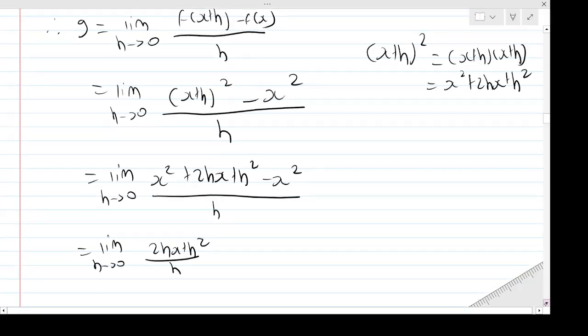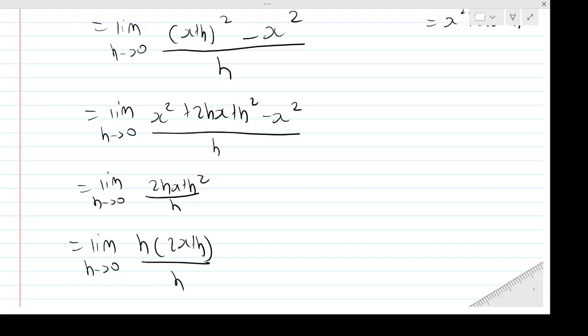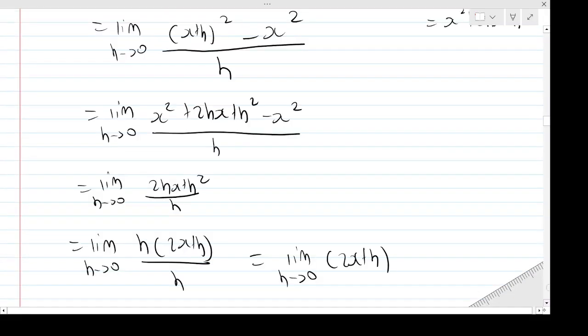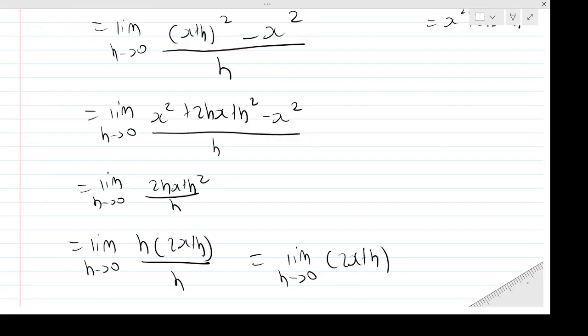What can I do here then? I can factorise an h on the top, so h of 2x add h, over h. Then I can cancel the h on top and bottom. So the limit as h tends to 0 of 2x add h. But my target expression is 8 plus h, and what I have here is 2x plus h.